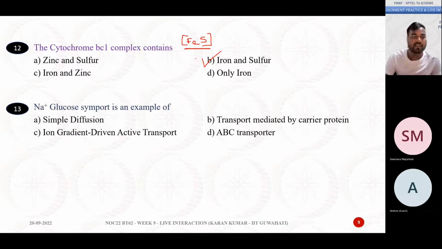So next question: Na plus glucose import is an example of option A simple diffusion, option B transport mediated by carrier protein, option C ion gradient driven active transport, or option D ABC transporter. Any guess? Any guess on Na plus glucose import?